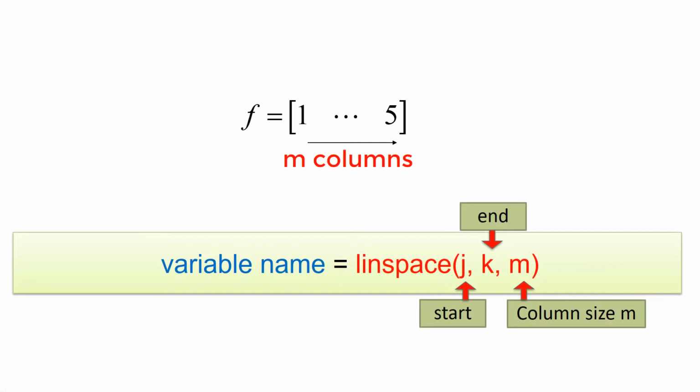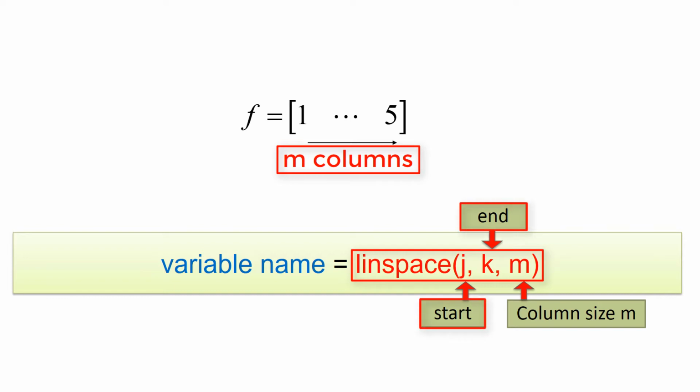Sometimes we need to create a row vector having a certain number of elements from the start and end with equal spacing between the elements. For example, we would like to create a row vector between 1 and 5 with equal spacing for different column sizes. You can use a built-in function, linspace, which represents linear space. This function requires at least 2 arguments, the first element j and last element k, and a column size m. If you skip it, m will be 100 as a default, meaning you will generate a 1 by 100 row vector.